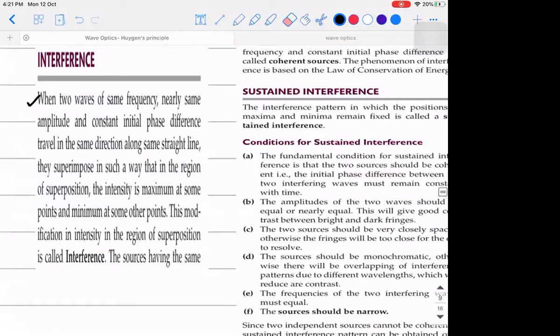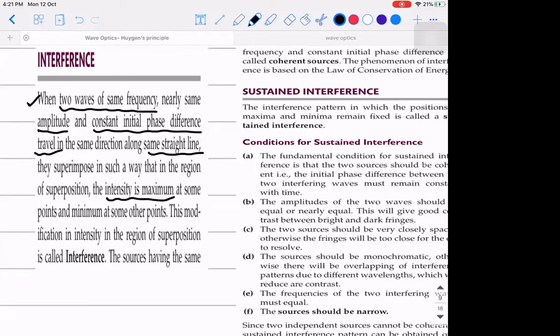When two waves of same frequency, nearly same amplitude and constant initial phase difference travel in the same direction along the same straight line, they superpose in such a way that in the region of superposition, the intensity is maximum. Means what? Intensity is maximum. Brightness. It is a bright spot.